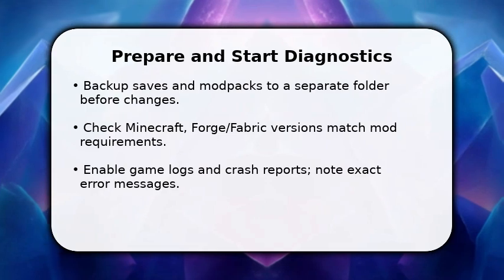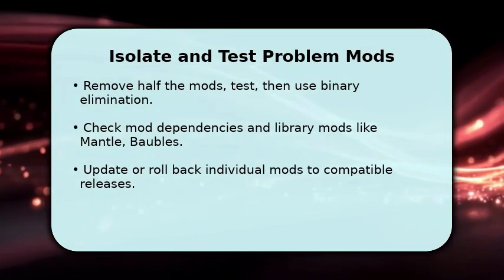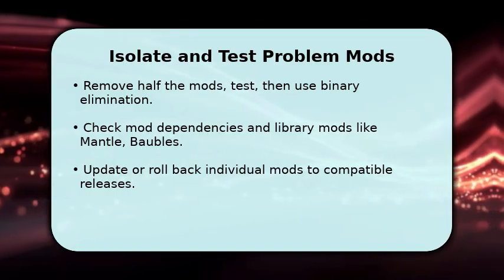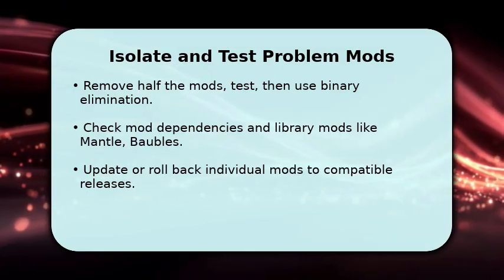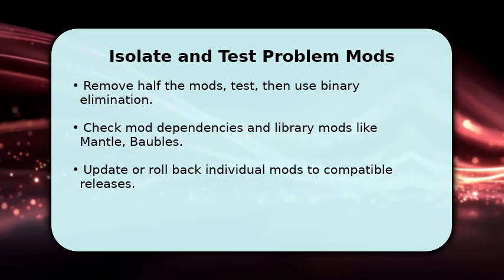Next, you isolate the culprit using a binary elimination method. Remove half the mods and run the game. If it still crashes, the issue is in that half. Otherwise, it's in the other half. Once narrowed, inspect each mod's dependency list for missing libraries and ensure required APIs are installed.